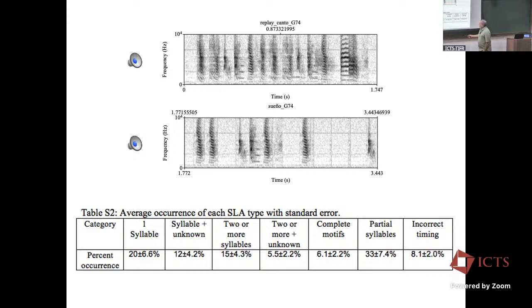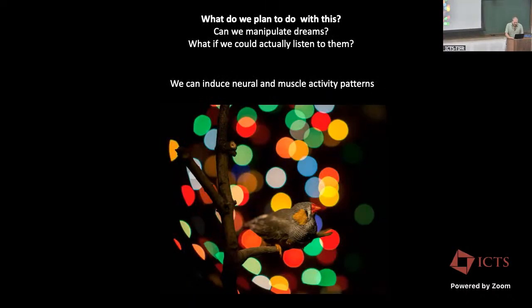So here is some little statistics on the typical things that you find. One syllable, this percentage of the time, syllables plus unknown, two or more syllables, and so on. Some incorrect timing, partial syllables, and complete motifs, only 6% of the time. And I found that very interesting because during the day, this guy won't do anything but the stereotype repetition of the song. During the night, on the contrary, it practices the whole thing together only 6% of the time.